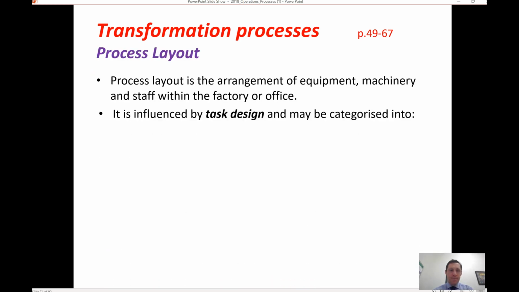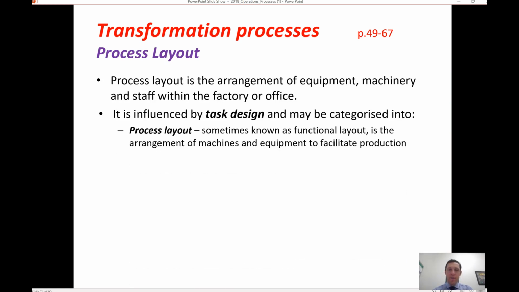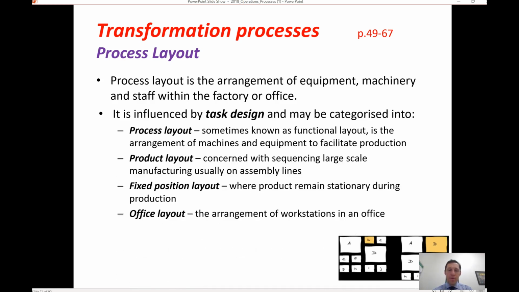Then process layout is the arrangement of equipment, machinery and staff within the factory or office to ensure that the organisation is effective and efficient and that there are no issues with the particular layout, i.e. no bottlenecks. There are no people walking into each other as they walk down the corridor, or at least it's not happening as much. People aren't constantly having to get in a lift to go up to level 15, down to level 2 and then up to level 7 to deliver paperwork or to talk with people they regularly talk with, in the instance of an office layout.